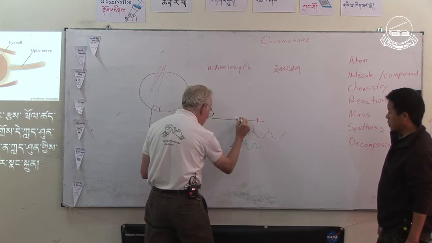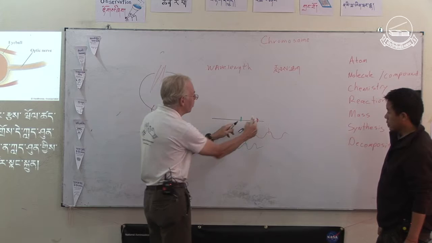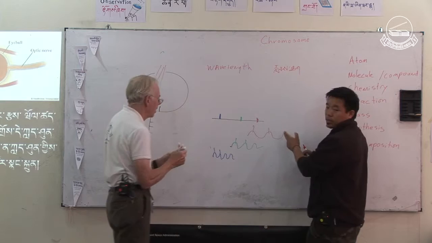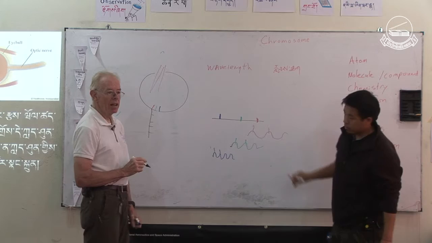we can make a line on which we put the wavelengths in different positions. And I can give them numbers. I can measure them.